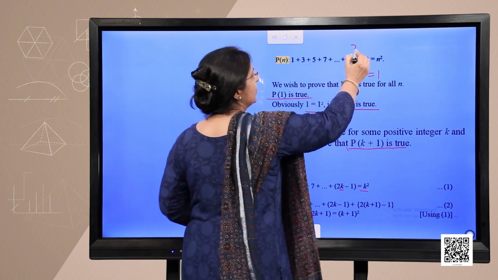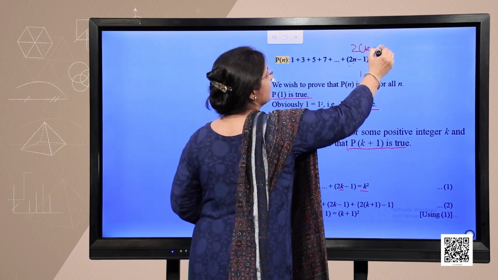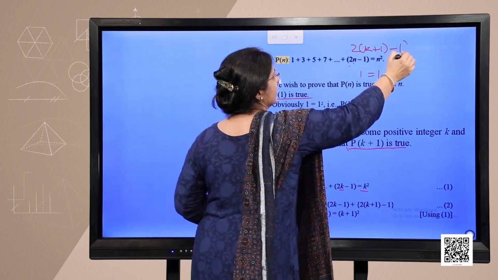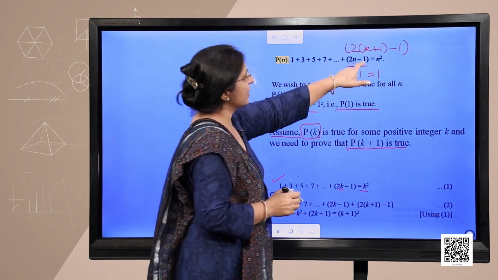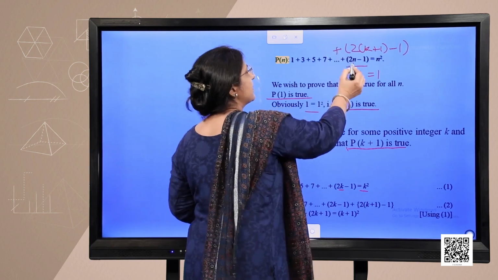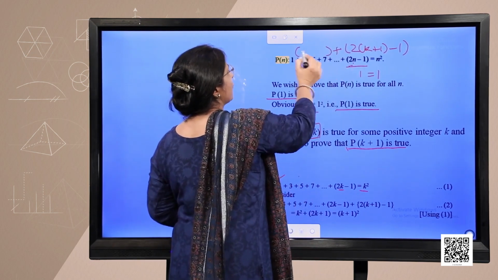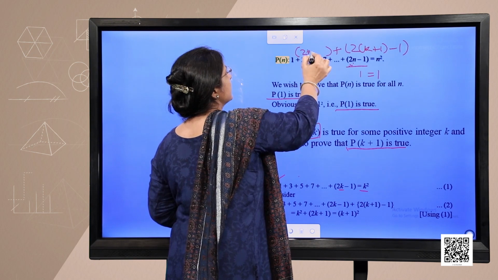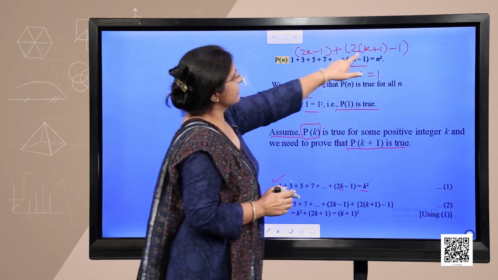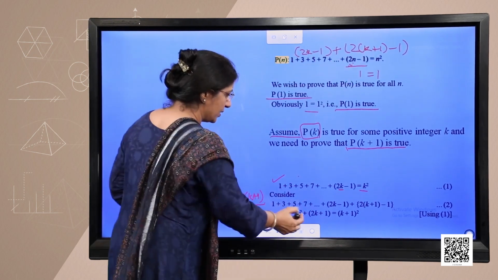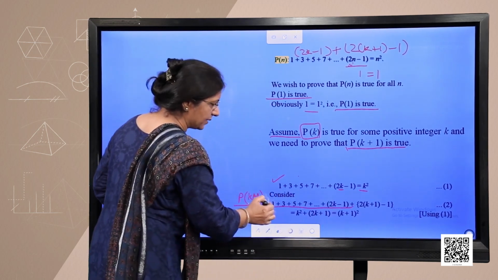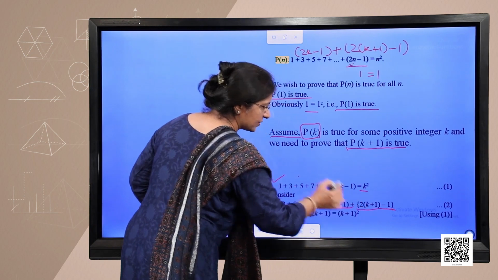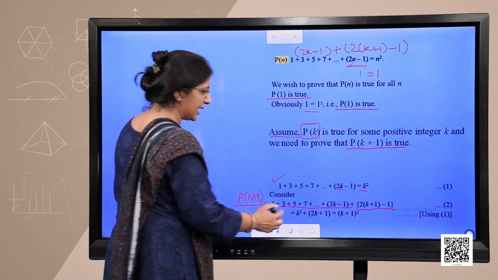If I write here 2k plus 1 minus 1, this is the last number of this sequence. What will be the previous number? The previous number will obviously be 2k minus 1, and this is for k plus 1. So we have replaced it with this. This is up till k terms, and this is our k plus 1th term on both sides.